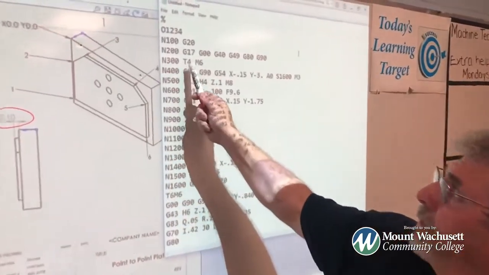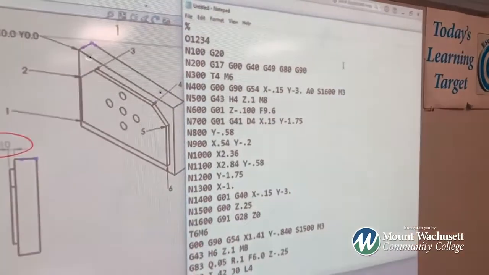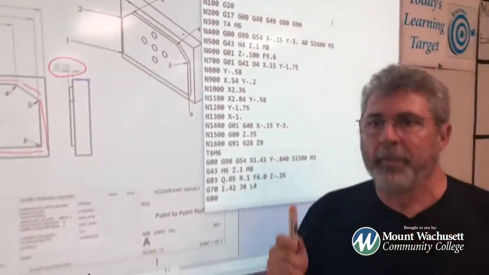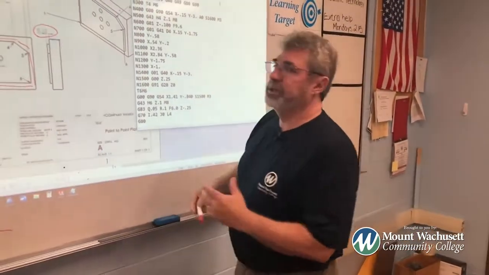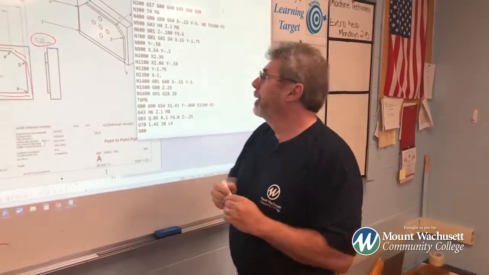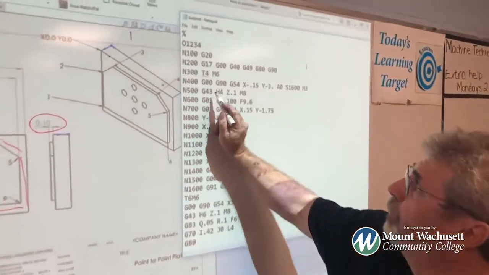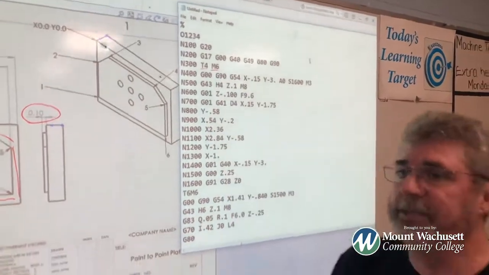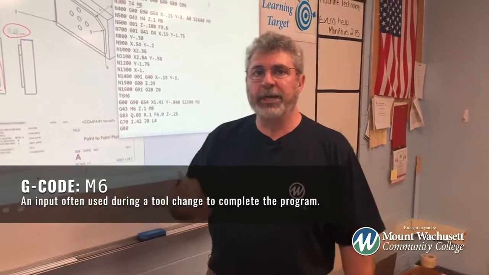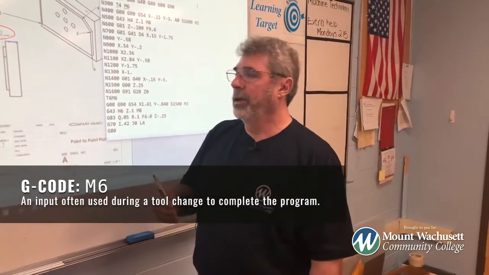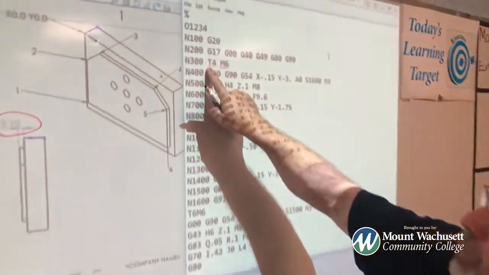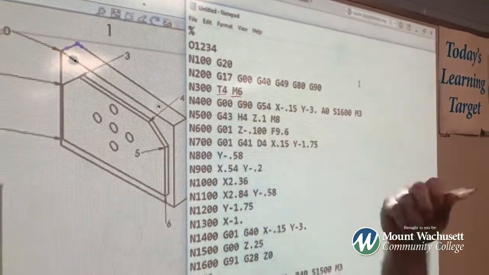The third line, I'm going to use tool 4. I know for a fact in the machine I have a 5/8 end mill in tool 4. So I have to tell it what tool to grab because I have 10 tools in that machine right now. So I'm going to say tool 4, M6 says do it. M6 is a code that actually tells the machine to do something. To do a tool change, it is M6. So I'm calling up tool 4 and M6 says do it.